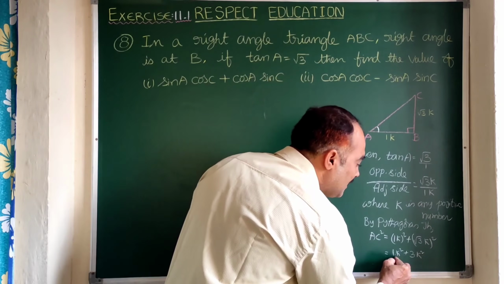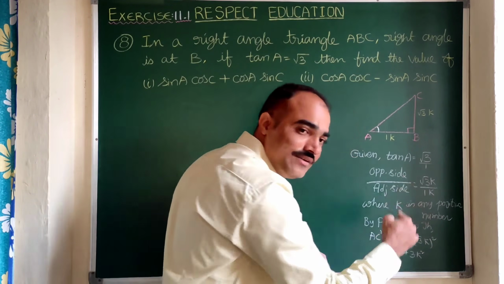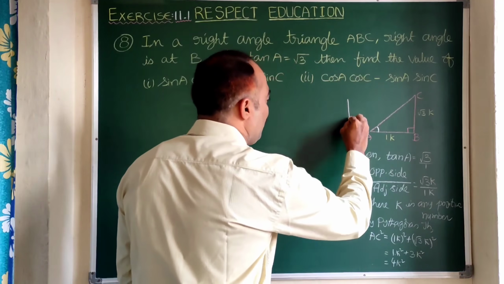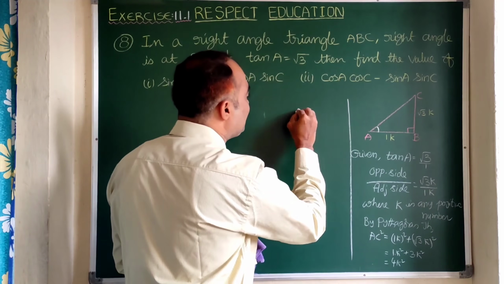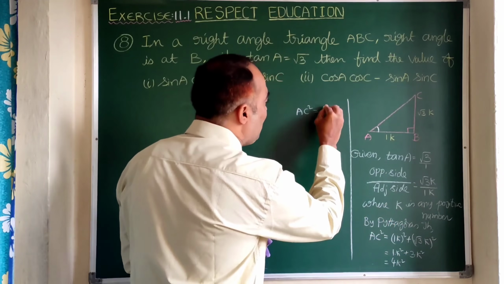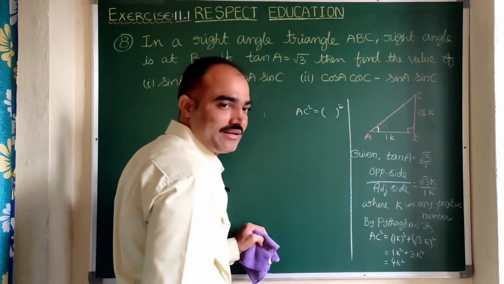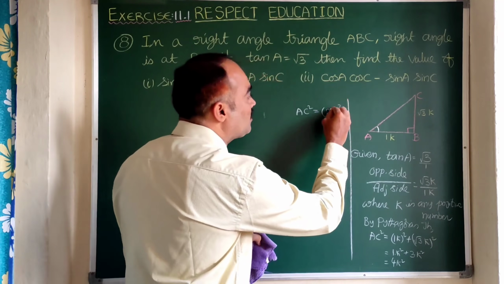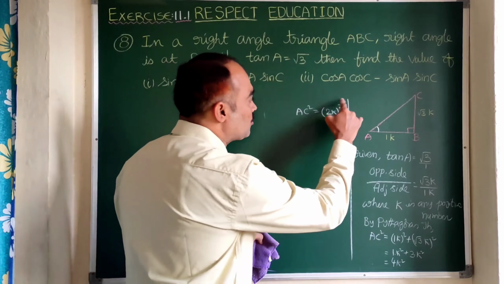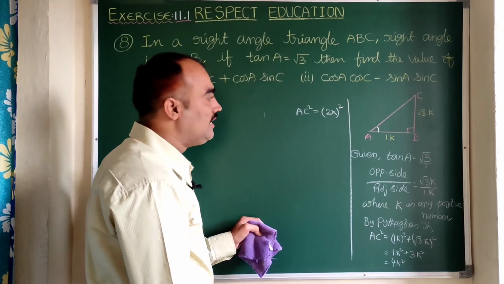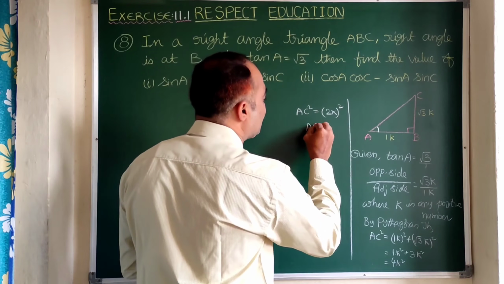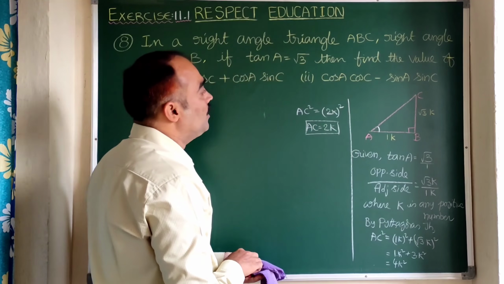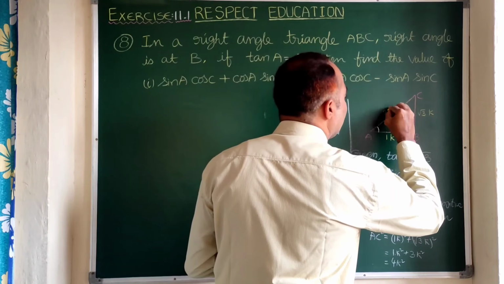Now 1k square means k square. K square plus 3k square is 4k square. AC square is equal to 4k square. I am writing it as a single term square: 2k whole square, that is only 4k square, because 2 square is 4 and k square is k square. Is it clear? So on cancelling the squares on both sides, AC is equal to 2k. So let us write 2k at the place of AC.